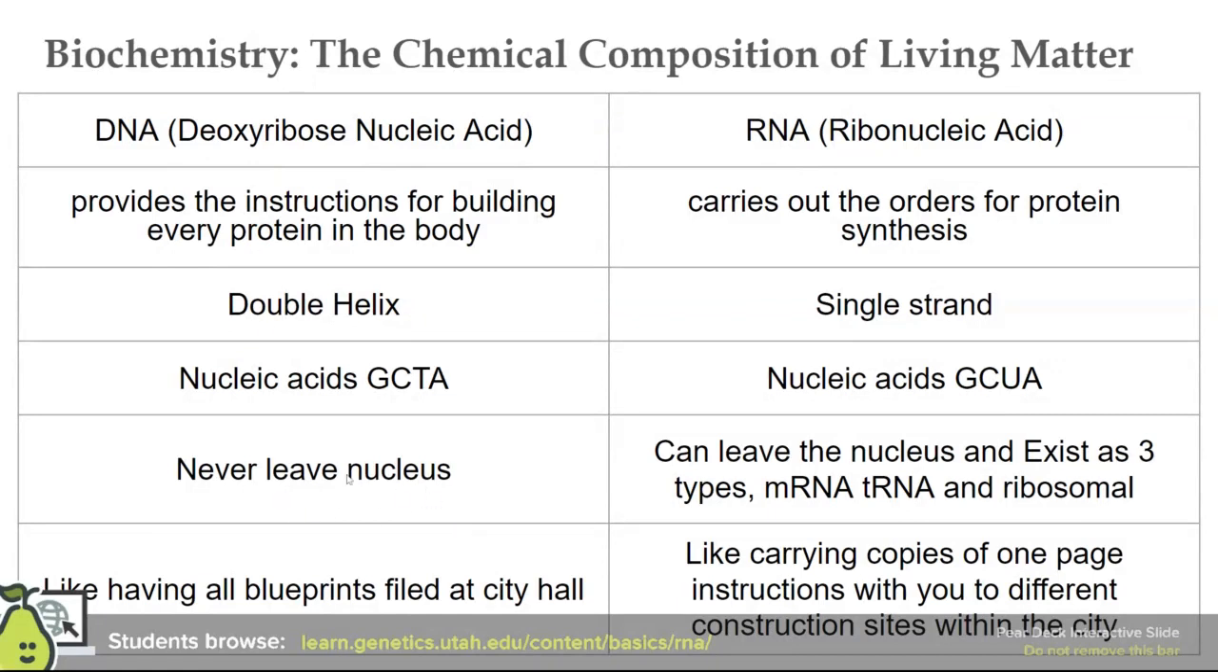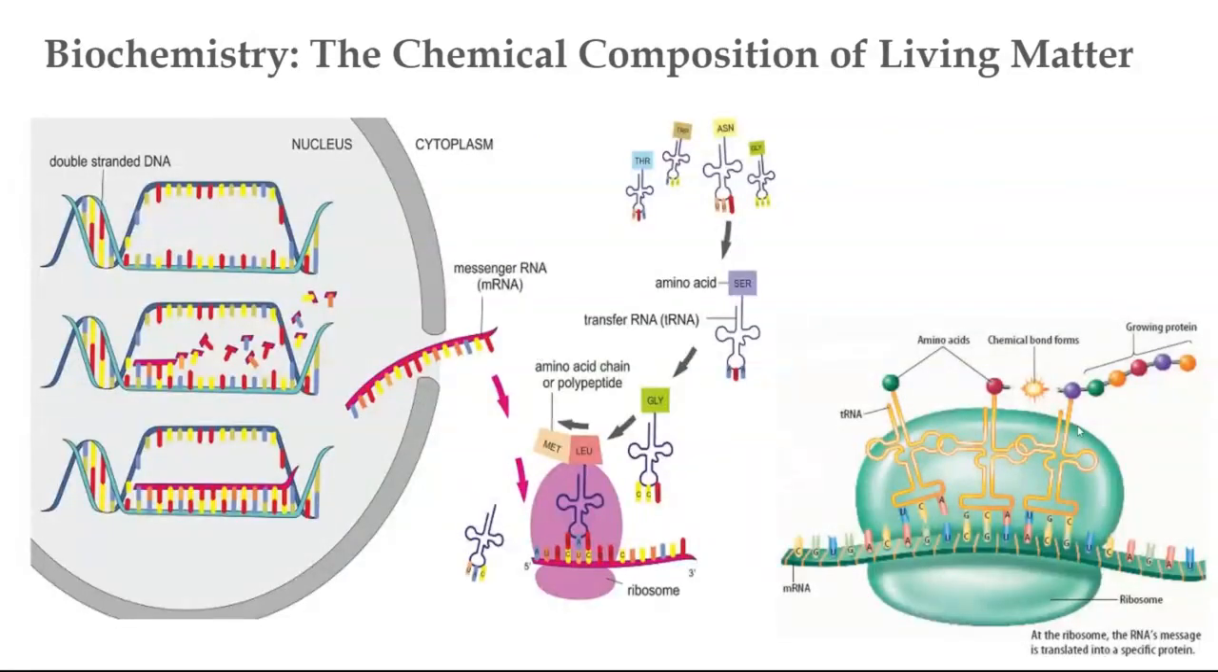DNA can never leave the nucleus, whereas RNA is throughout the cell. RNA is everywhere. So DNA is kind of like having your blueprints filed at City Hall, whereas RNA is like the contractors come and make a copy of the blueprints to go construct things in the city. This is kind of an overview of the difference between DNA and RNA. DNA stays inside of the nucleus, and then we unzip it to make a copy of that RNA, and that RNA is allowed to leave, which then is used for protein synthesis. Here we have that transfer RNA, or tRNA, bringing in amino acids to the ribosome.